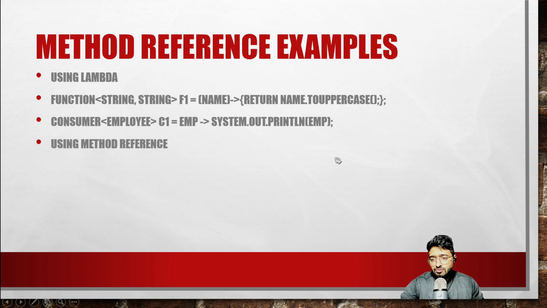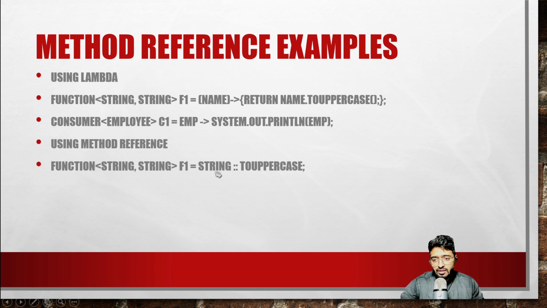Let me go there and show you. If you are using the Function, you can directly use the class name, then double colon and toUpperCase, the method name. As we discussed, this is the syntax of method reference and we are using it here in our example. This returns the same result as the lambda. And what is the benefit of this? It is more readable in comparison to the first one.